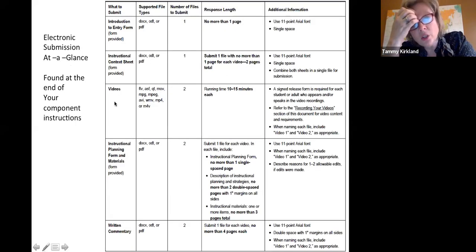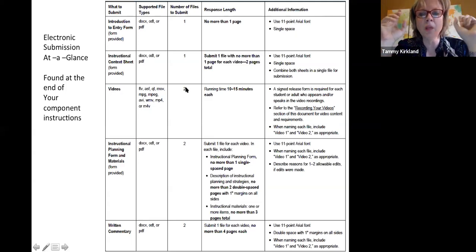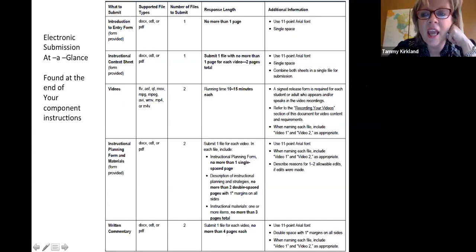Okay. I want to talk to you a little bit about the electronic submission at a glance. Now, this document downloads with every component. It's at the back of the instructions, and it's very significant, especially for component 3. If you look, you will see the different formats of the videos and the number of files. You will submit one video file for each one, and you will name your videos video 1 and video 2. And in your component 3, there's a whole section on recording your videos, so you want to make sure that you do that.